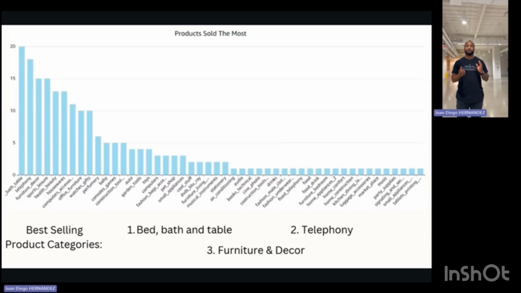If we want to see our product categories that are our top performers, our best sellers, we can see that our top performer is bath and table, followed by telephony, and in third place, furniture and decor. That's really close as well with sports leisure.